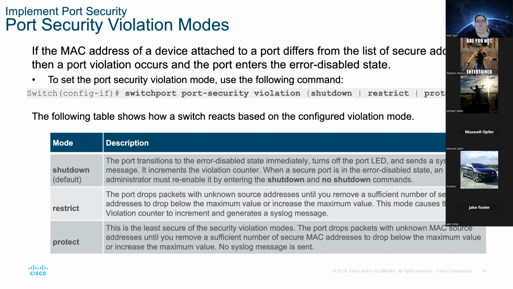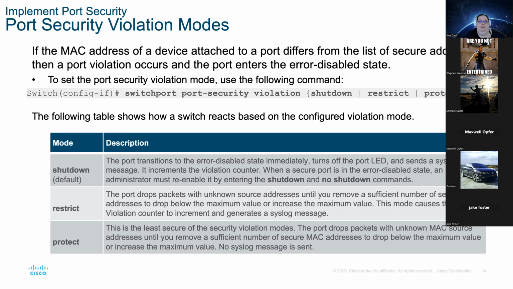For restrict, the port drops packets with unknown source addresses until you remove a sufficient number of secure MAC addresses to drop below the maximum value or increase the maximum value. This mode causes the security violation counter to increment and generates a syslog message.